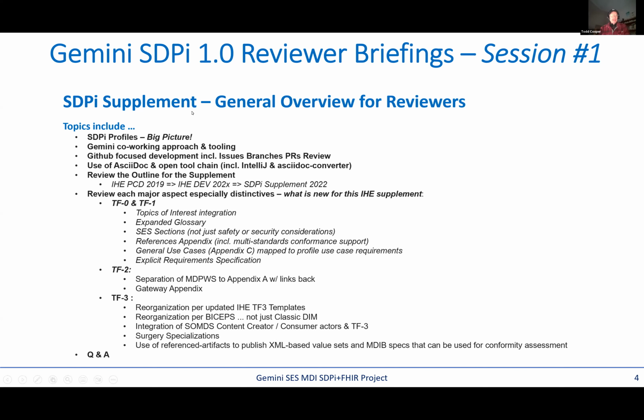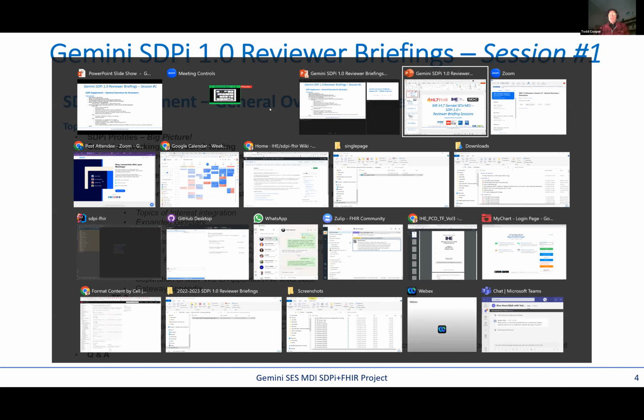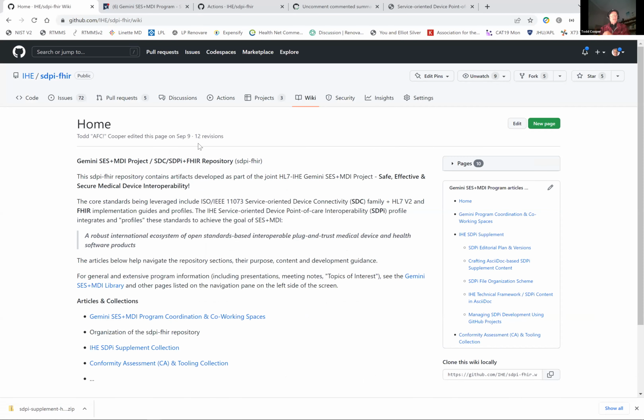So the first one is SDPi profiles, the big picture. We have this in a couple places, so what I'm first going to do is go here. We're going to work off of this browser. This is our github.com SDPi FHIR wiki. Okay, so this is the repository. I'm going to put some links in the chat, and we'll probably capture those in the notes afterwards.